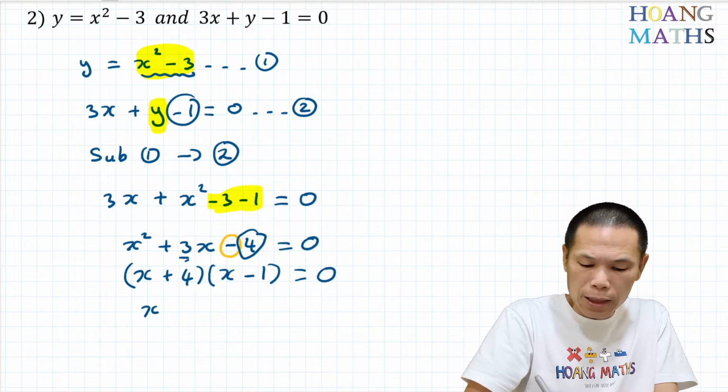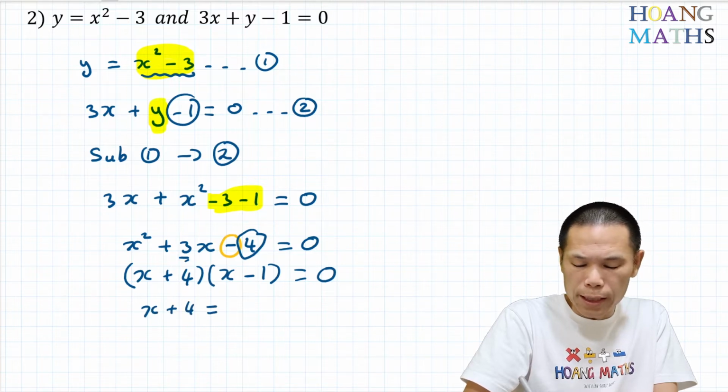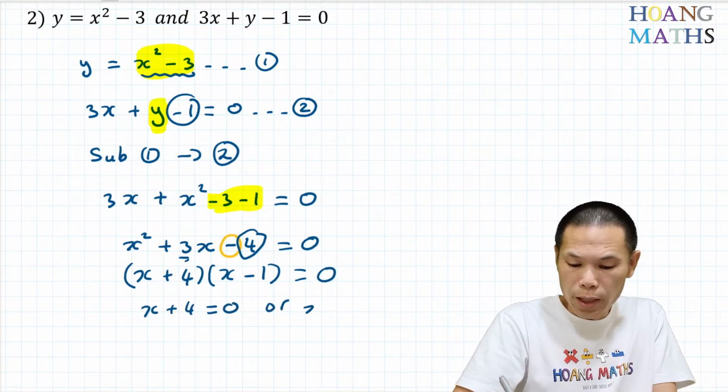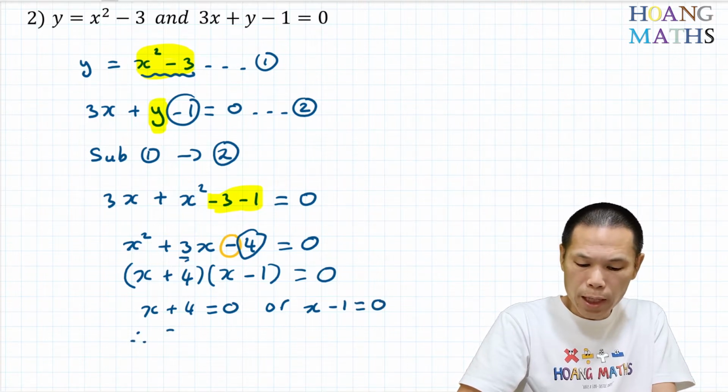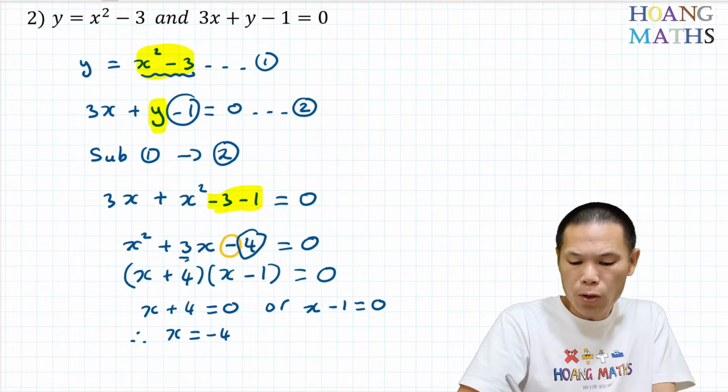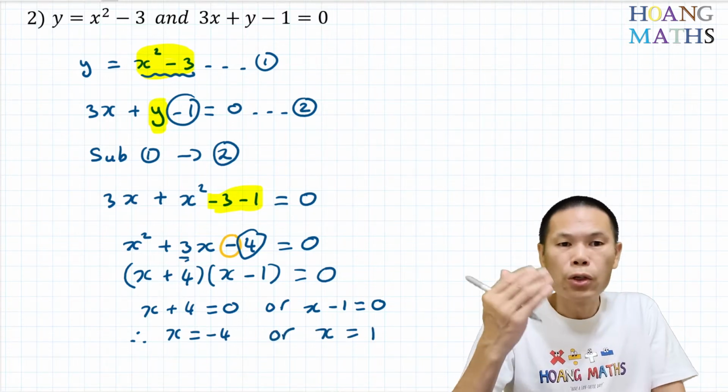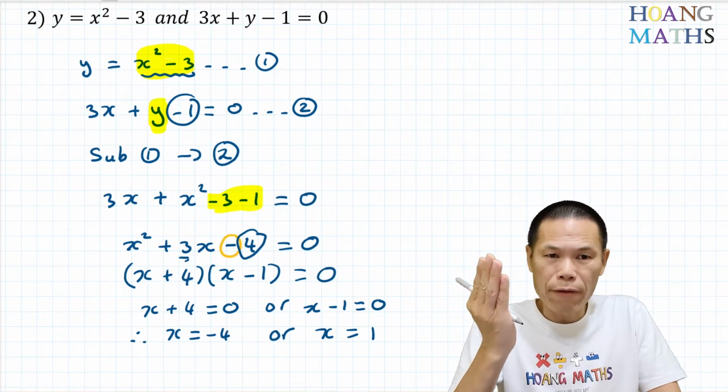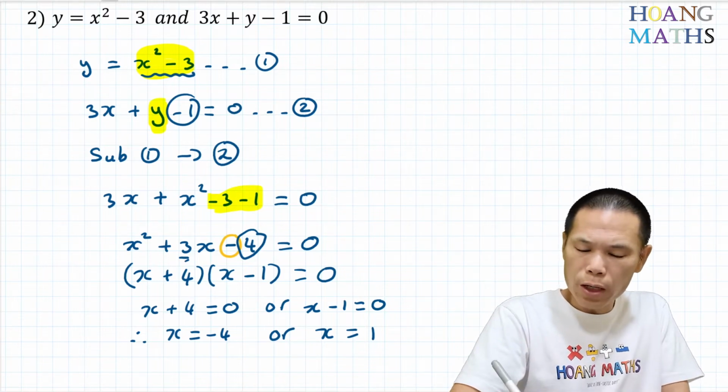Okay, so let me just continue on with this. This means that x plus 4 is equal to 0, or x minus 1 is equal to 0. So therefore, x is equal to negative 4, or x is equal to 1. So now we just need to find the y value.